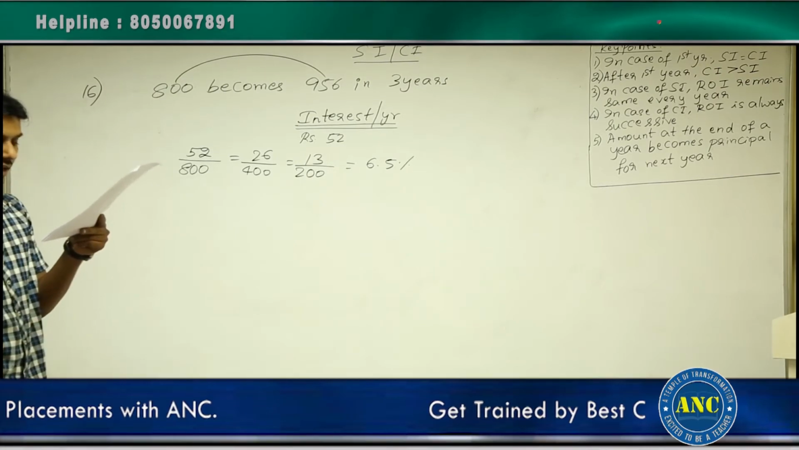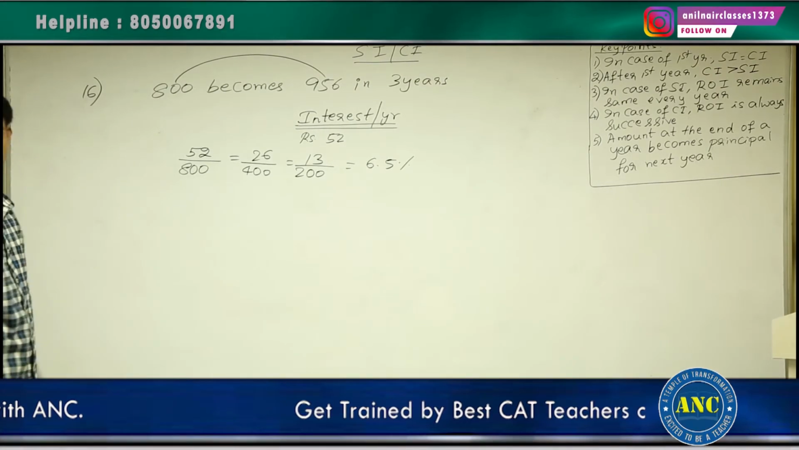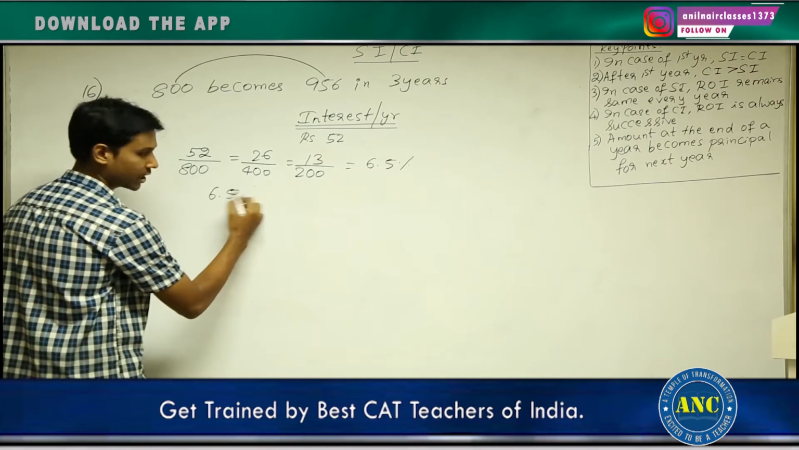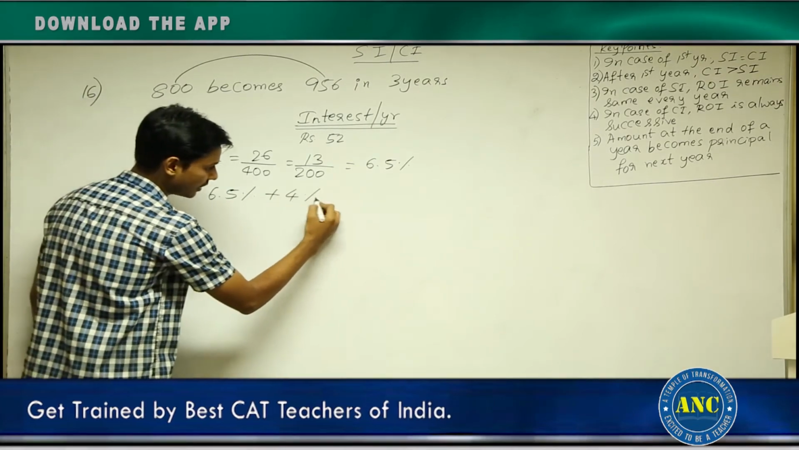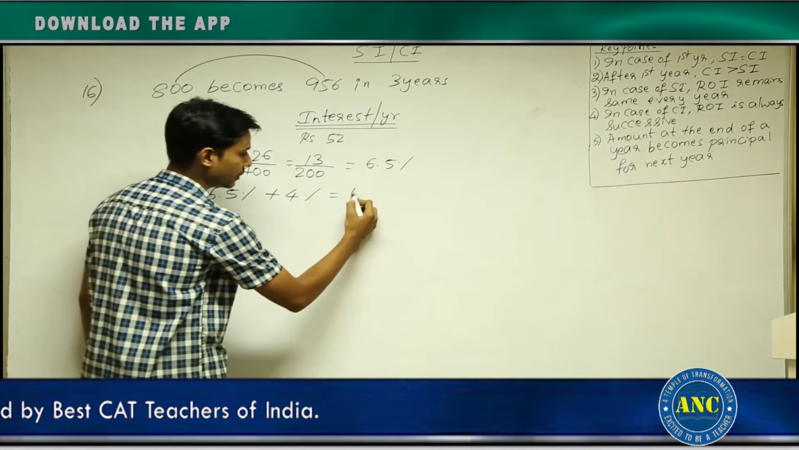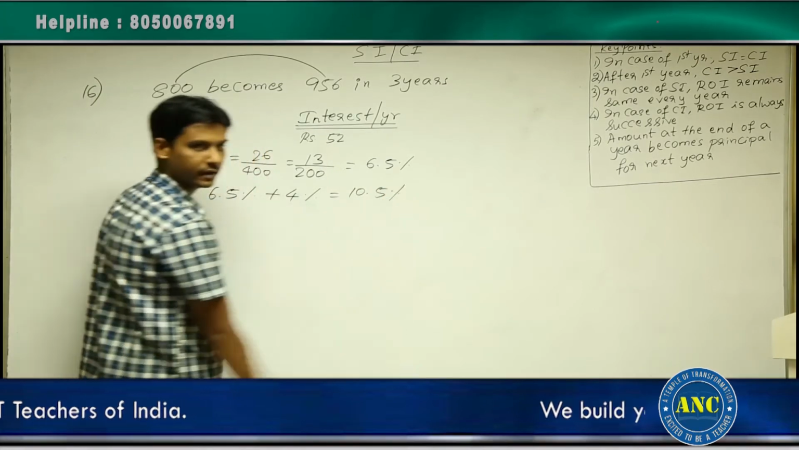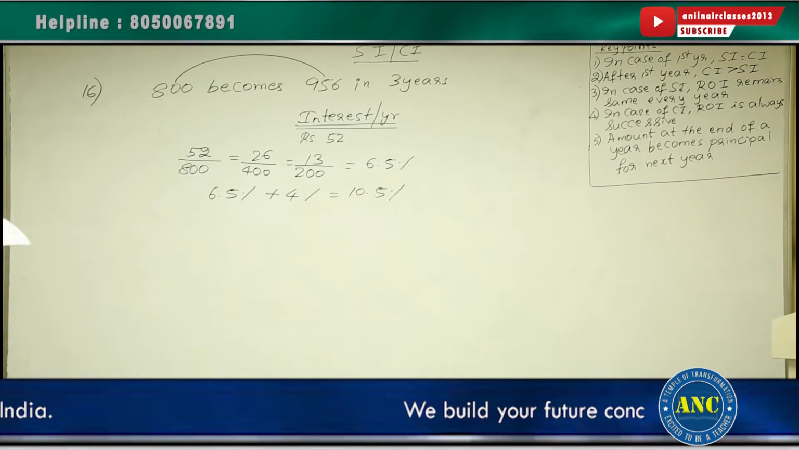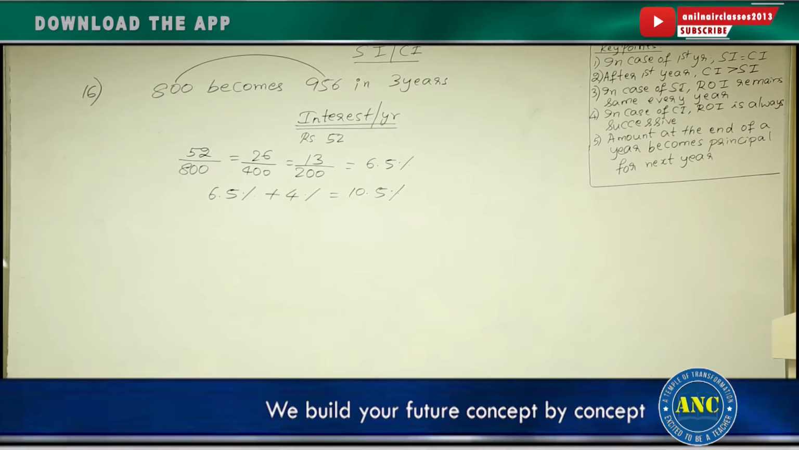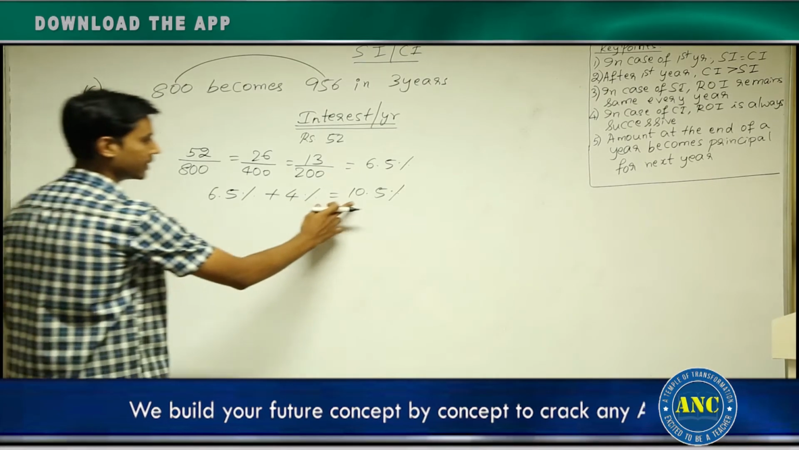What is given? If the rate of interest is increased by 4 percentage, that means initially 6.5 percentage, it is increased by 4 more percentage. It becomes 10.5 percentage. What amount will rupees 800 become in 3 years? 10.5 percentage for 3 years.